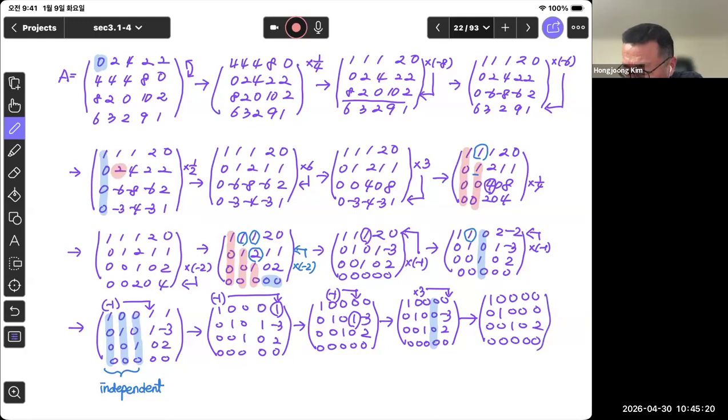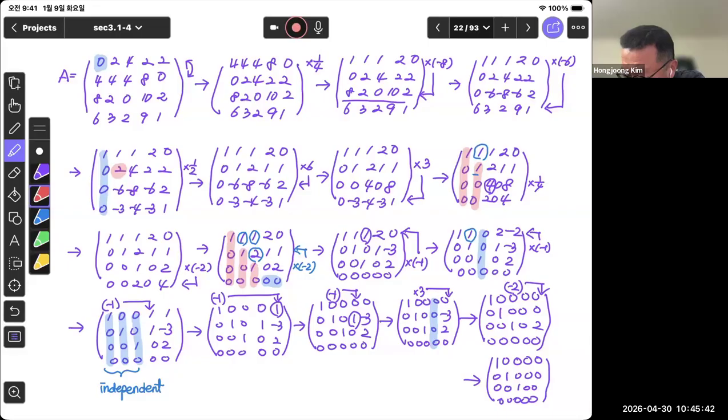Now let me multiply negative 2 to the third column and then add it to the fifth column. Then the matrix becomes 1, 0, 0, 0, 0, 0, 1, 0, 0, 0, 0, 0, 1, 0, 0, and zeros. So now I have 3 by 3 identity matrix here. And then I have some zero matrix, some zero matrix, and some zero matrix here.